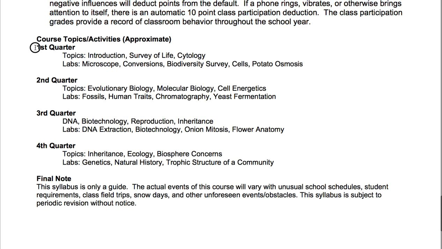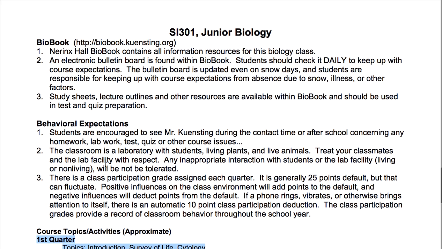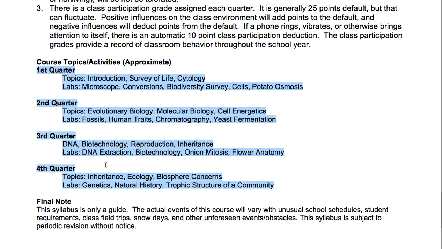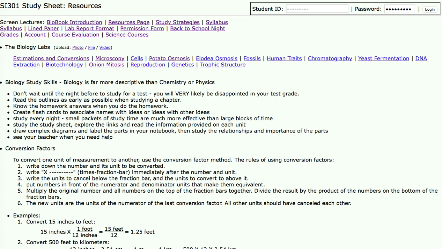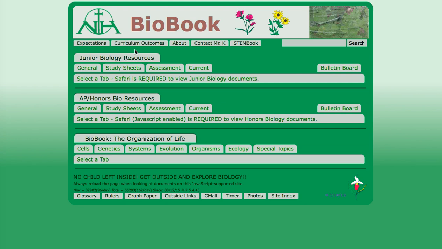Here's the topics. You can also find these on your BioBook index. All the topics are listed out by quarter underneath the information tab for each course. The syllabus that you see here is only a guide, and it can change, but I'll usually notify you in class when it changes. So if you forget what your topics are that are coming, if you go to your study sheets, they're all listed here in order. And if there are ever any changes to that, I would announce that ahead of time.